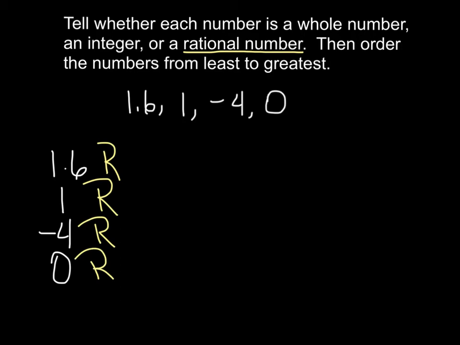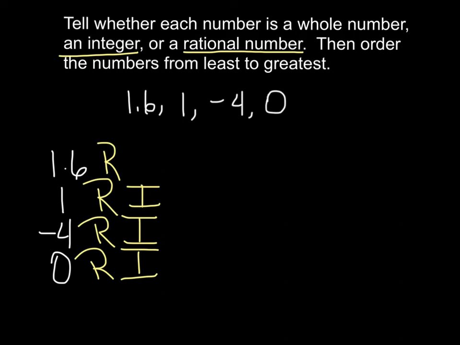Now let's go to an integer. Which ones of these are integers? Remember that integers are whole numbers and their opposites. Okay, 1.6 is not an integer because integers cannot have any pieces, no decimals or fractions from them. Okay, is 1 an integer? Absolutely it is. So we're going to write an I for an integer. Is -4 an integer? Absolutely it is. Is 0 an integer? Yes. Okay, remember that integers are whole numbers and their opposites.